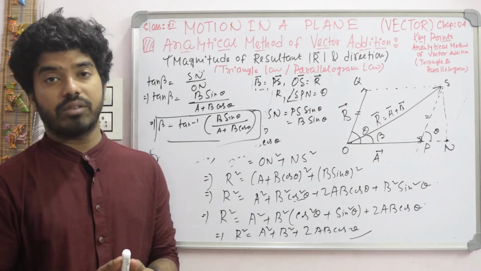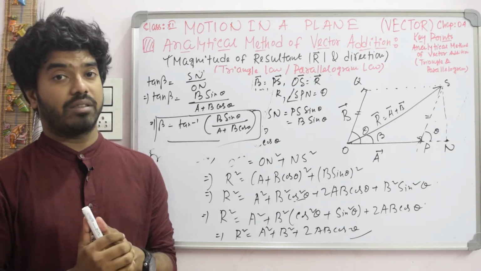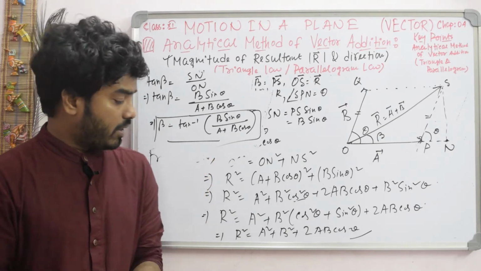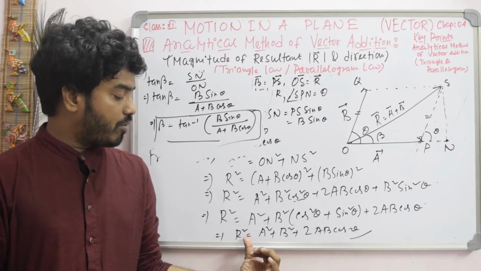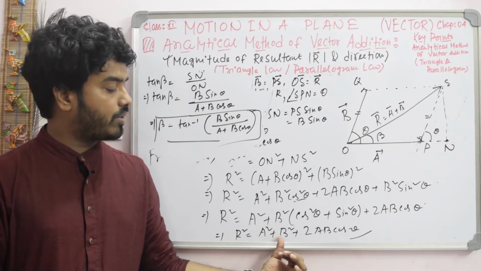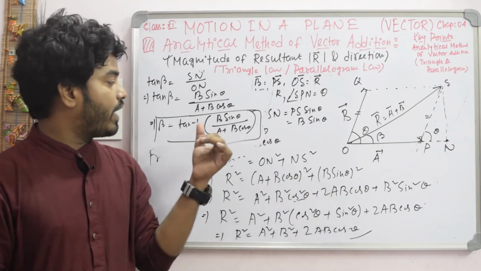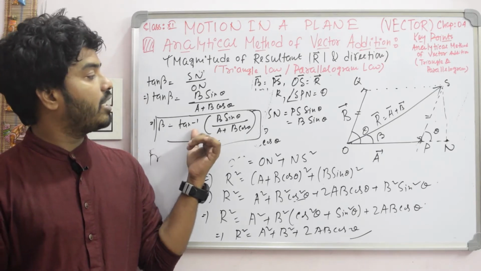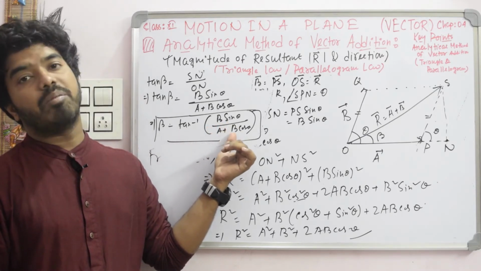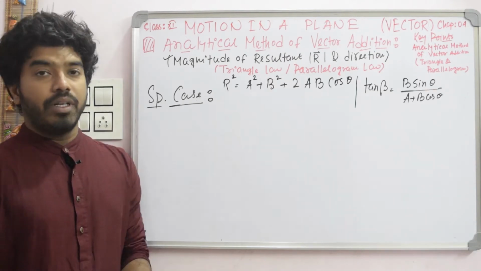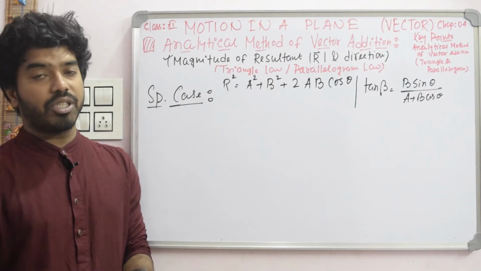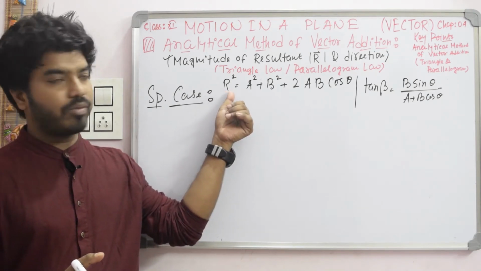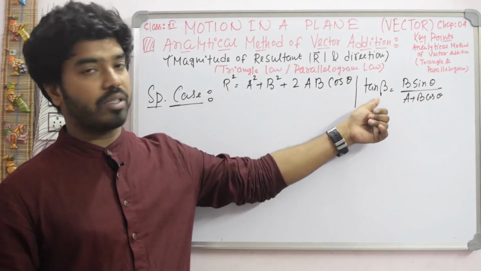With this formula, you have to solve some important numericals. There are two formulas: one for finding magnitude, R square is equal to A square plus B square plus 2AB cos theta, and for finding direction, beta is equal to tan inverse of B sin theta divided by A plus B cos theta. Clear? Now see some special conditions. For resultant this is the formula, and for direction this is the formula.